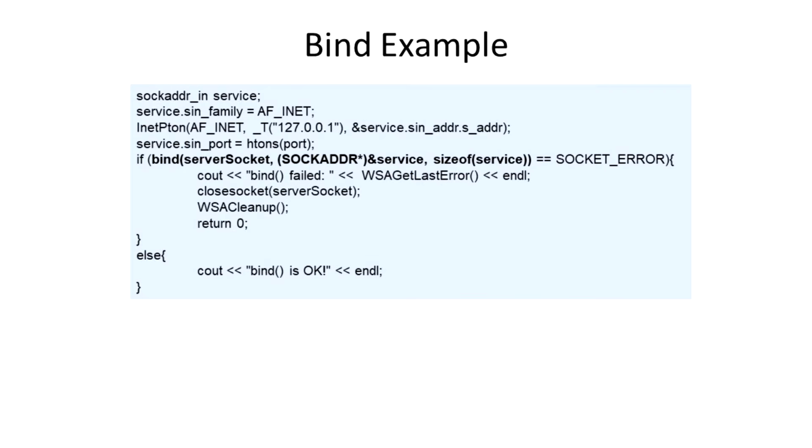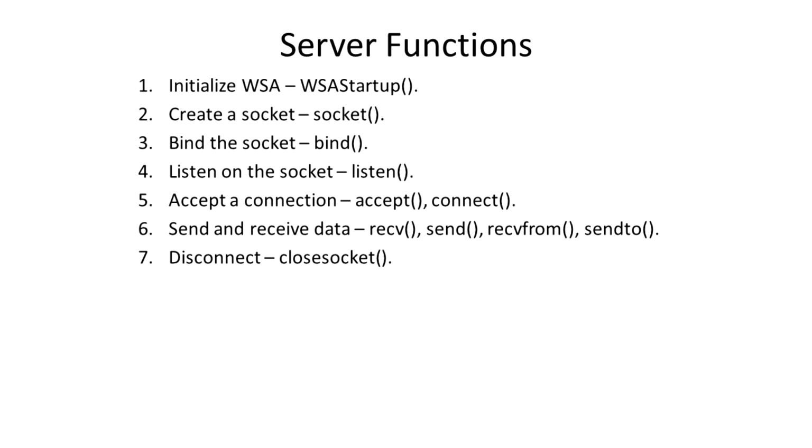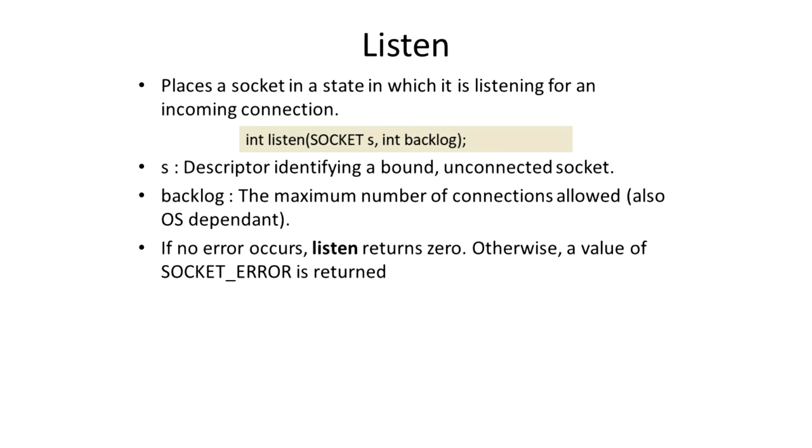So that's step 3. Now let's move on to look at step 4. And step 4 is where we use that newly bound socket to listen out for clients attempting to connect to that socket on the server. So let's have a look at the listen function. And this is a slightly simpler function as it takes two parameters. The first is the socket to listen out on.